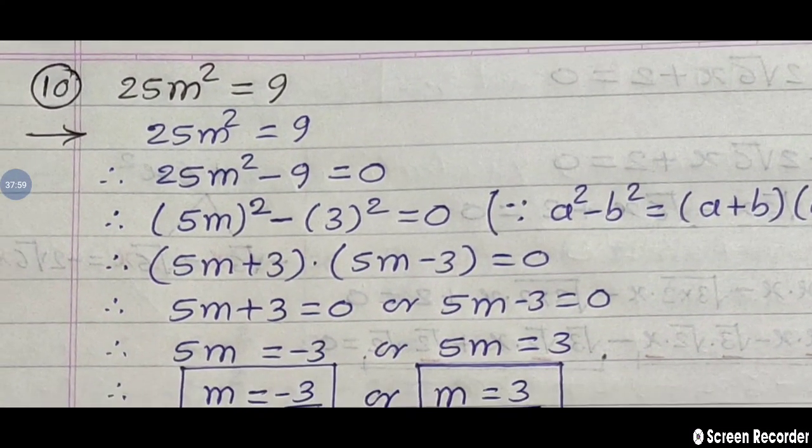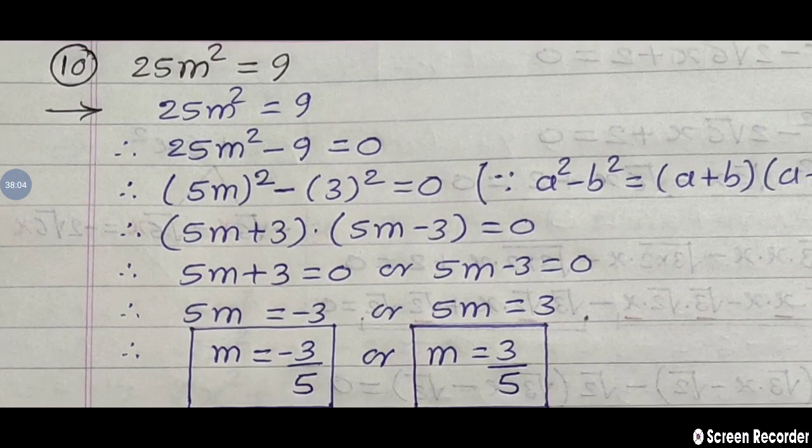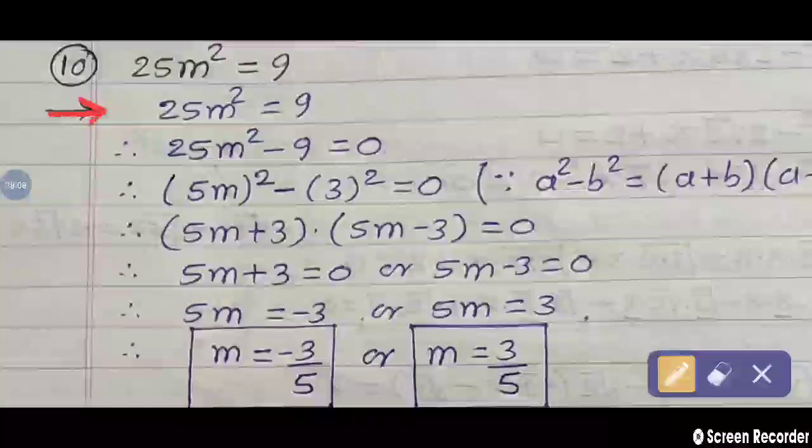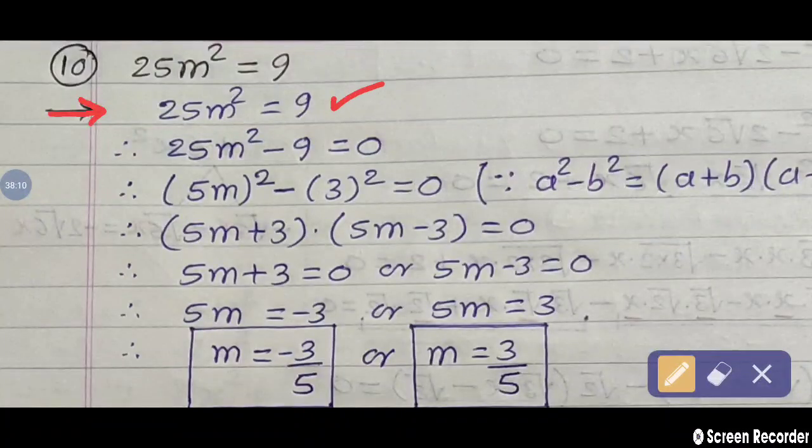Question number 10. 25m square is equal to 9. So answer, 25m square is equal to 9. So minus 9 taking on the left hand side. Now students, you observe this step.